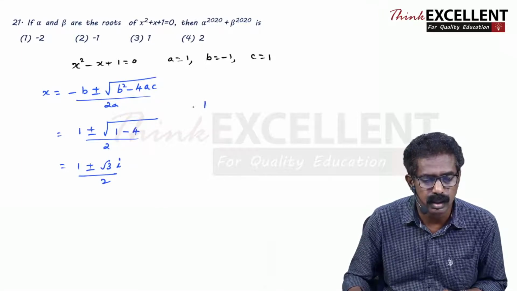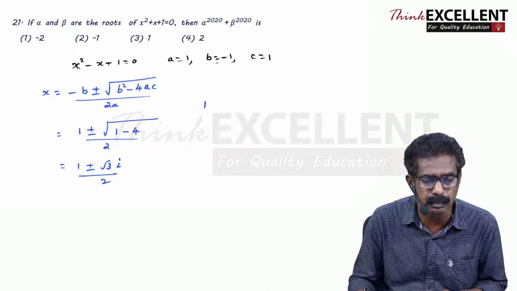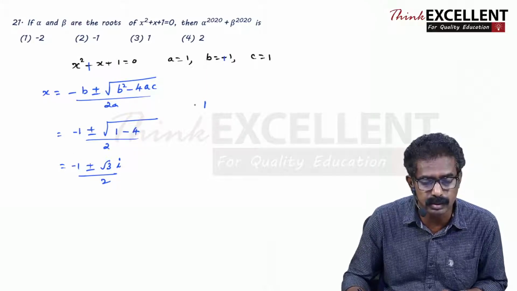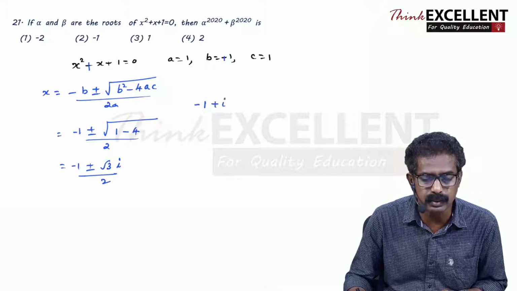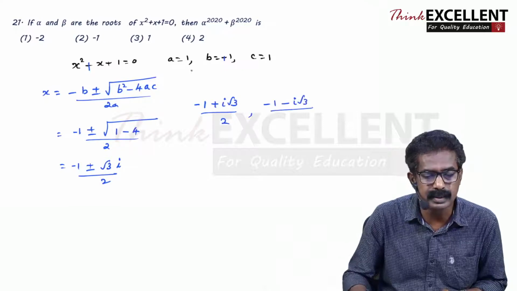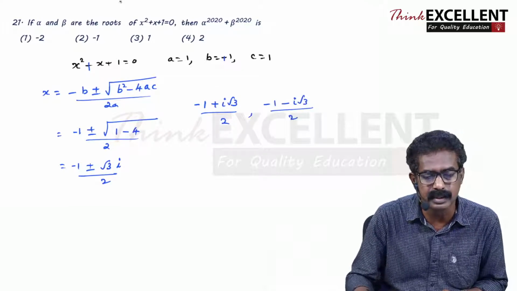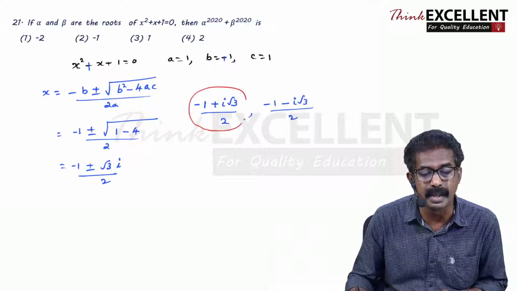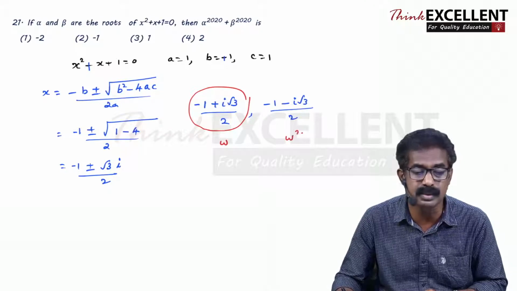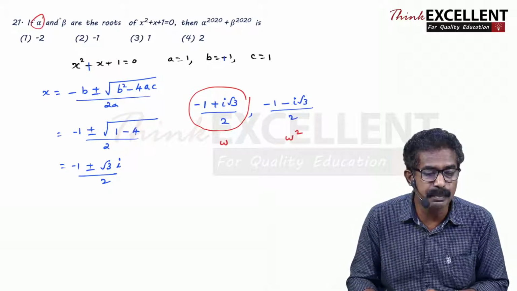B value is 1. So minus b means it should be minus 1. So you are getting two values: minus 1 plus i root 3 by 2, and another value is minus 1 minus i root 3 by 2. By seeing this, immediately it should come to your mind, this is actually omega. Minus 1 plus i root 3 by 2 means omega, and this is what? Omega square. So alpha and beta are the roots.